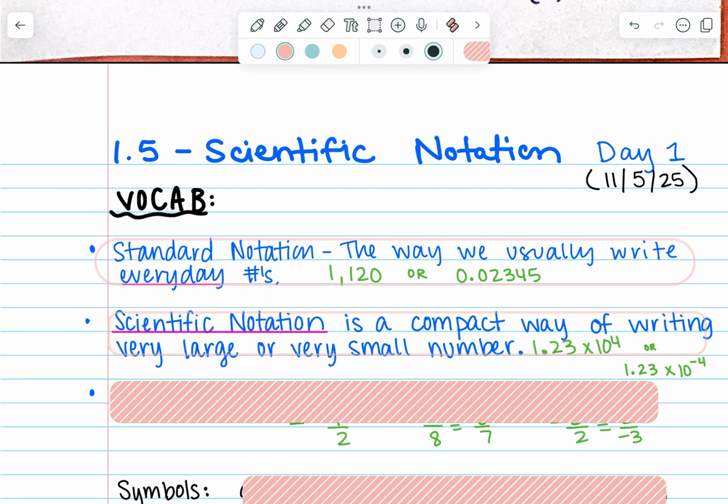Scientific notation is a compact way of writing very large or very small numbers. 1.23 times 10 to the power of 4 or 1.23 times 10 to the power of negative 4. The exponent can be positive or negative.